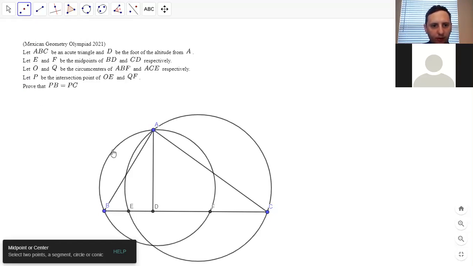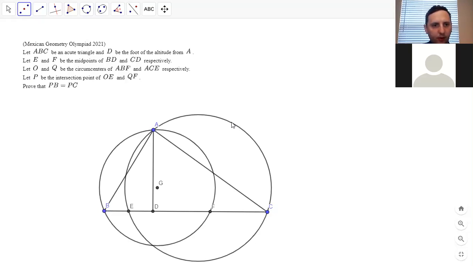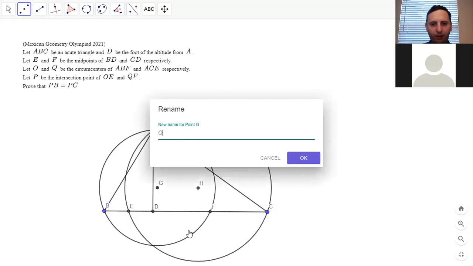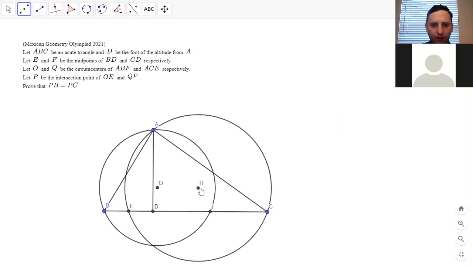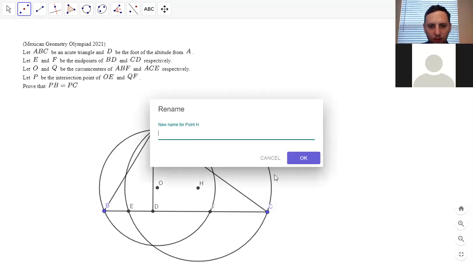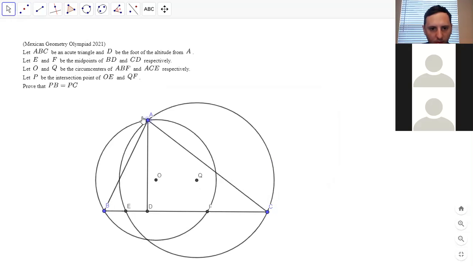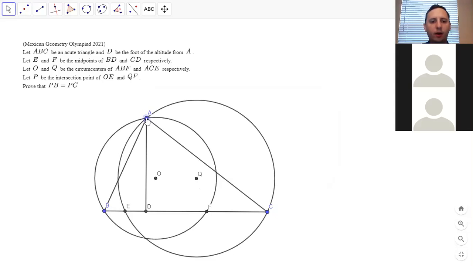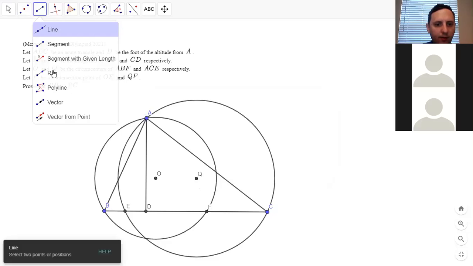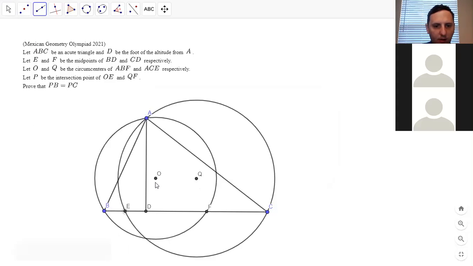Okay, so let's draw those centers. It's going to be O and Q. So it almost looks like OQ is parallel to BC. Not sure if that's obvious. Is that true? Yeah, that's obvious from the radical axis. Yeah, that is obvious because AD passes through this point. So let P be the intersection of OE and QF. We want to show that PB equals PC.